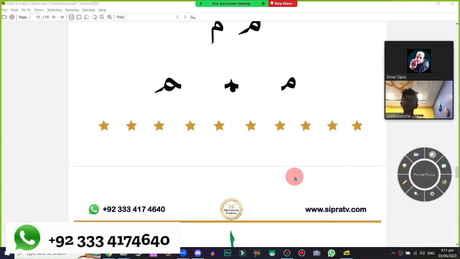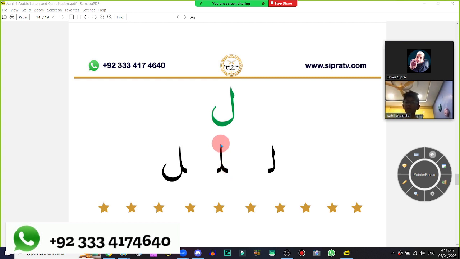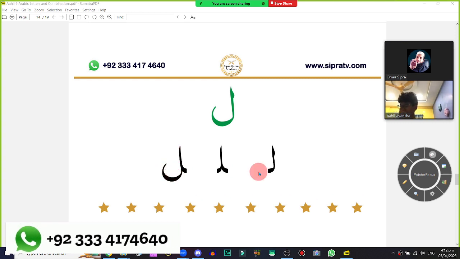All right. Then comes the letter Lam. If Lam comes in the beginning, it will be like this. One handle at the left side. If it is in the middle, one handle at the right, one handle at the left, and one line in the middle. That will be Lam, and at the end, it will be in its complete form, Lam.